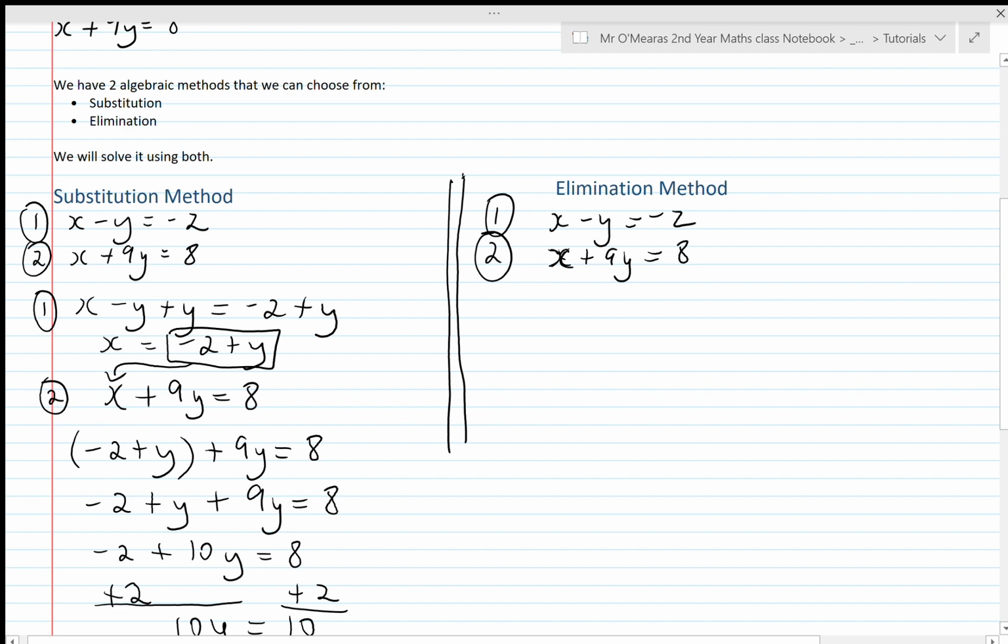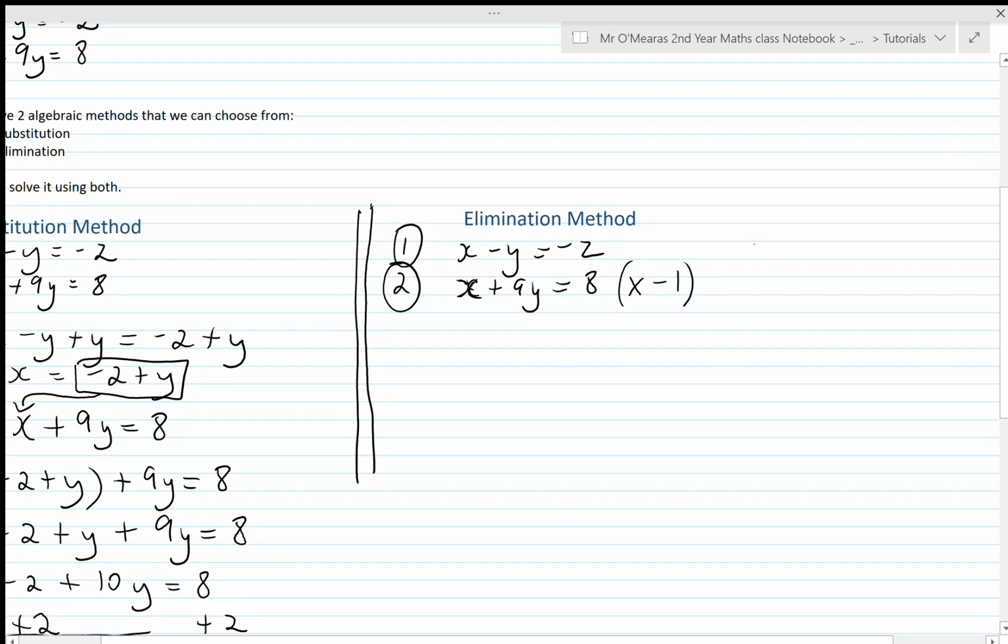What we do is, and again, remember our rule about doing the same thing all across the board, we take equation number 2, for example, and we're going to multiply everything by minus 1. So again, equation number 1 stays exactly as it is. Equation number 2 turns into minus x, because x by minus 1, 9y by minus 1 is minus 9y, sorry, and then we have 8 times minus 1 is minus 8.